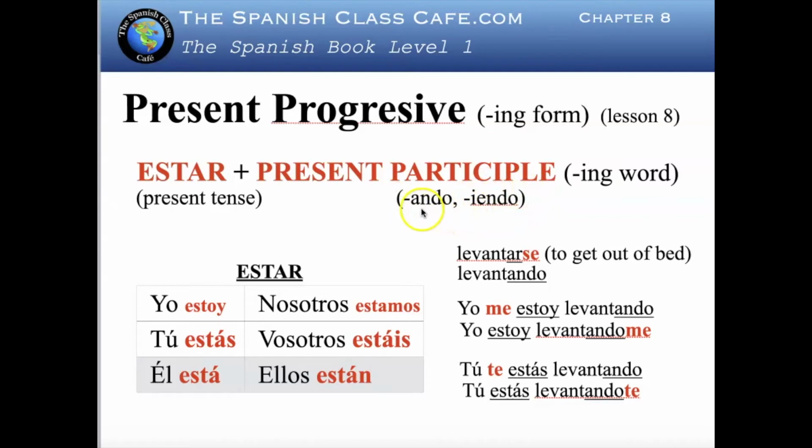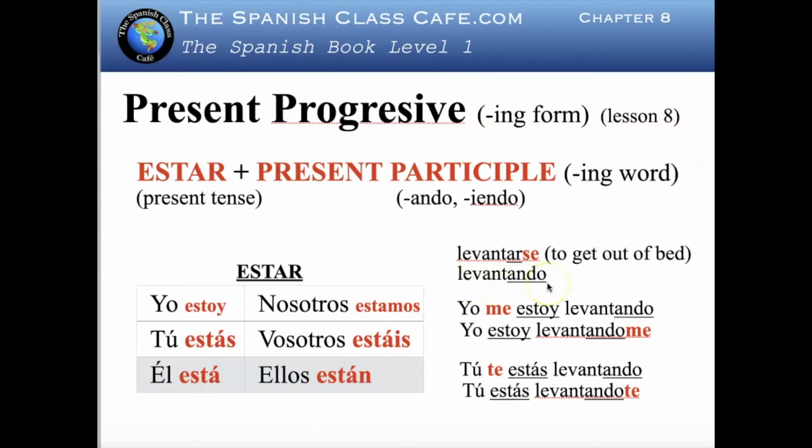If it's an AR, you're going to take the AR out and put ando. If it's an ER or IR, you take the ER or the IR out and you add yendo. Those are called present participles, which are the same as the ing words. And let's see. We have the present tense of the verb estar right here. We're going to use levantarse, to get out of bed, again.